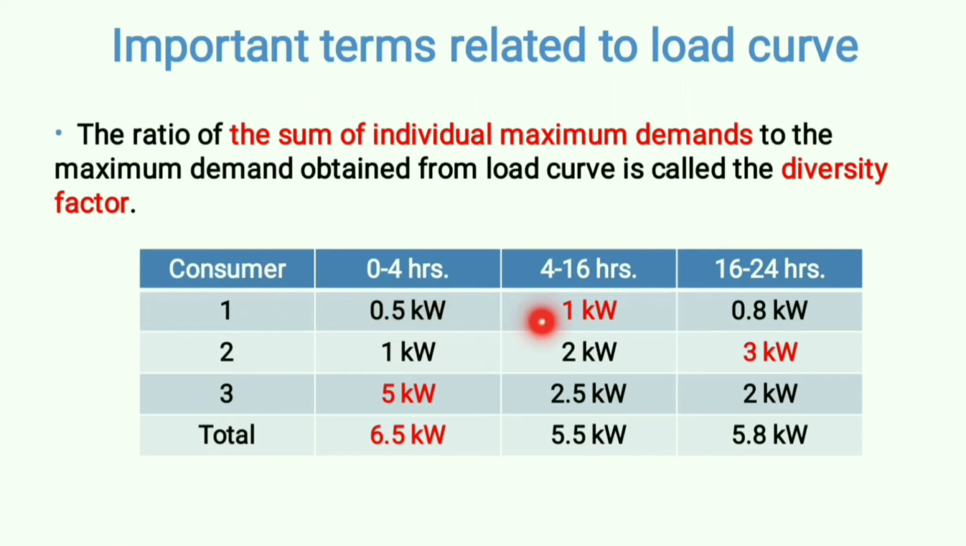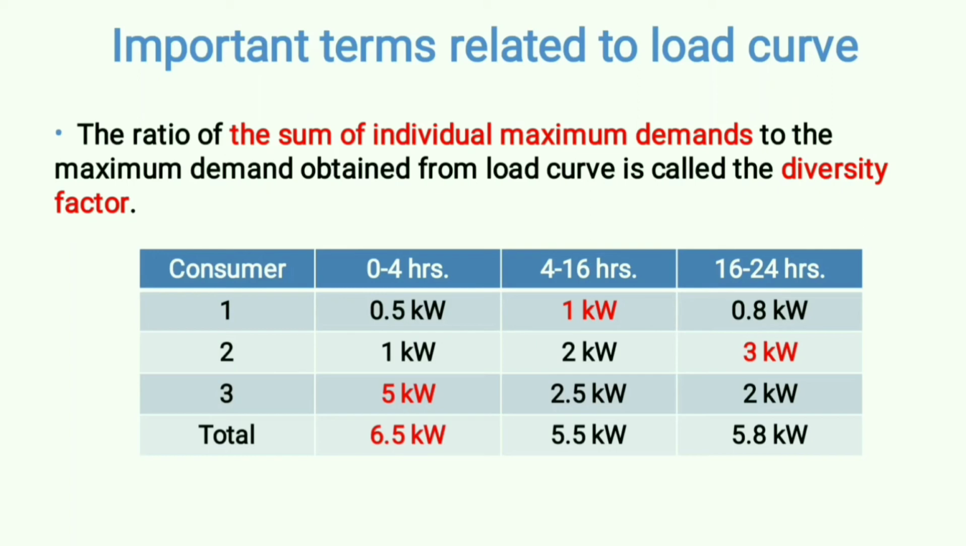Say consumer 1 has different power consumption like 0.5 kilowatt, 1 kilowatt and 0.8 kilowatt. So among these three, 1 kilowatt is the maximum individual demand for consumer 1. Similarly for consumer 2, 3 kilowatt is the individual maximum demand. Similarly for consumer 3, 5 kilowatt is the individual maximum demand. And as you can see, these three individual maximum demands are not happening at the same time. It is rarely seen that all the individual maximum demands happen at the same time. In real cases, these individual maximum demands happen at different times.